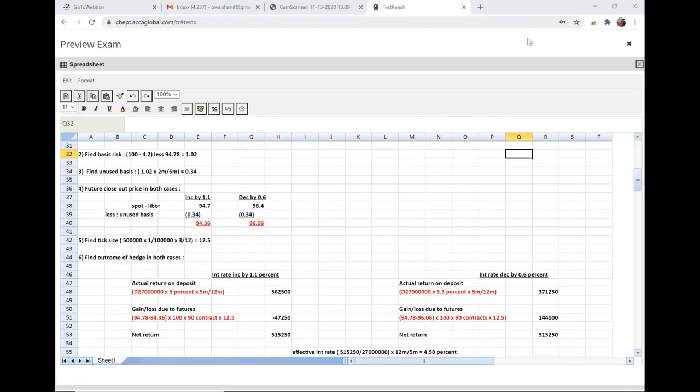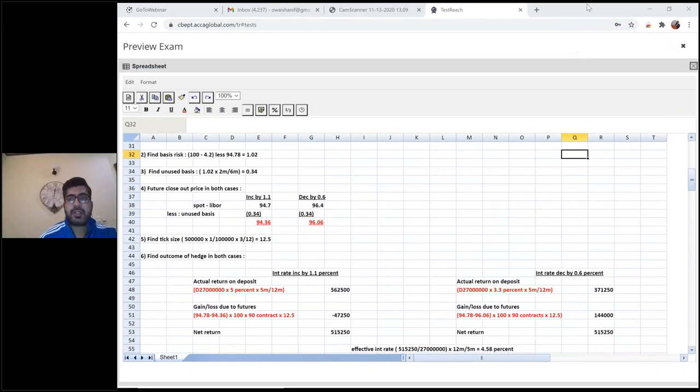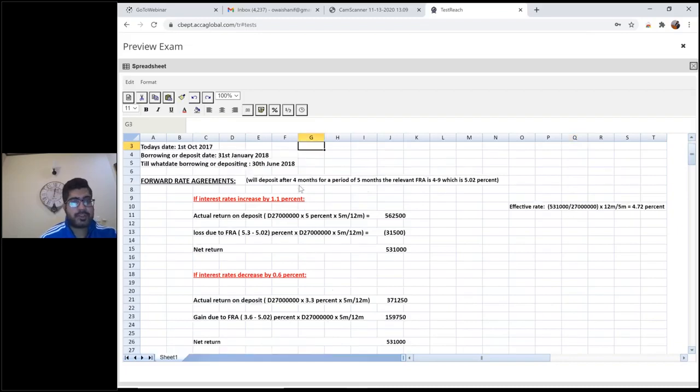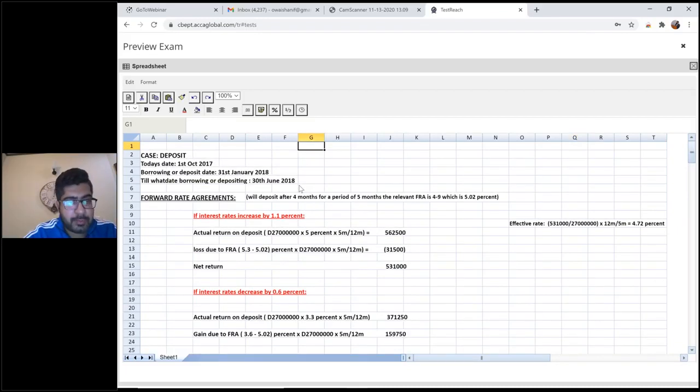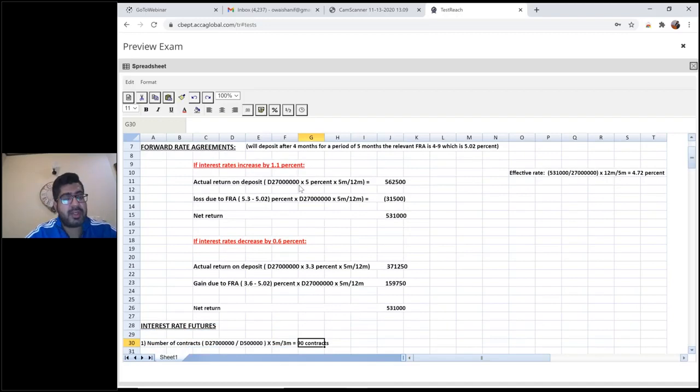Okay, so in this particular question, I told you that whenever you start any interest rate risk management question, the first thing which you should do is to write these four things: case of deposit or borrowing, today's date, borrowing or deposit date, and till what date you're borrowing or depositing. That will all be given, you just have to copy paste. Now, the company was considering three techniques, FRAs, futures, options. So we need to recommend which is the best one. So obviously we will solve all and then decide.